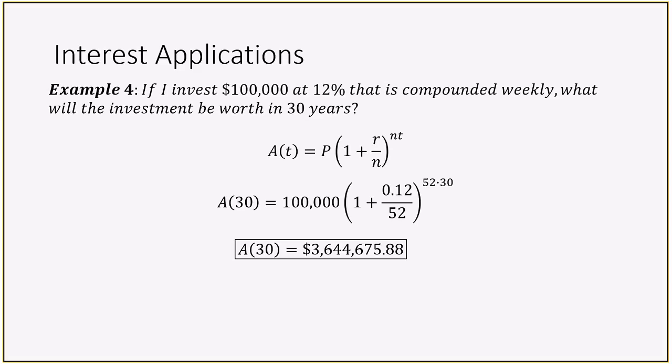So if we wanted to go through order of operations, I would figure out what's inside the parentheses first. I would take that to the power of 52 times 30, and that power should be in parentheses, and then I would multiply that all by 100,000. But if you're good with calculators, honestly, you could type this in just as I have it written down, and you should get the same answer as me.